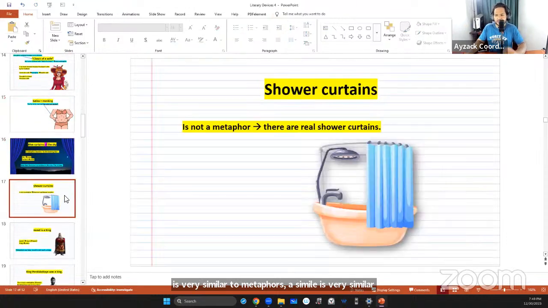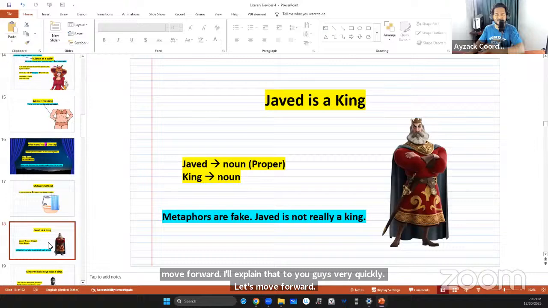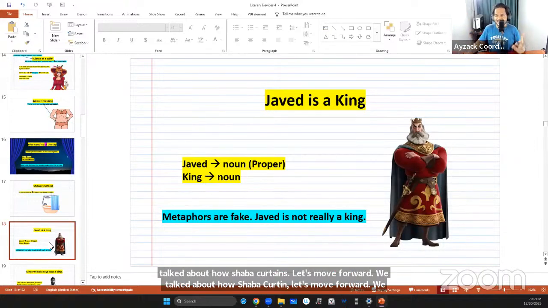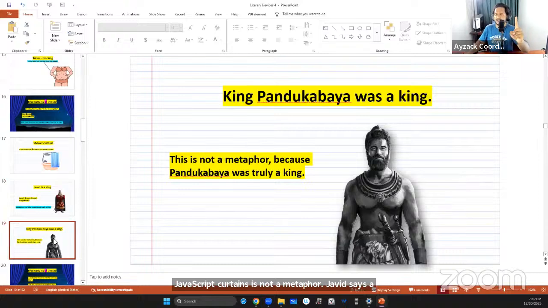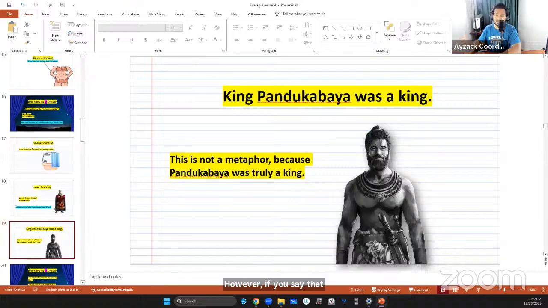Let's move forward. We talked about how shower curtains is not a metaphor. Javed says a king. That is obviously a metaphor, right? Because you take two nouns and compare them directly. Hell yes, that is a metaphor. However, if you say that Pandukabhaya is a king, is that a metaphor? Absolutely not, because there really was a king called Pandukabhaya. Metaphors must always be fake.